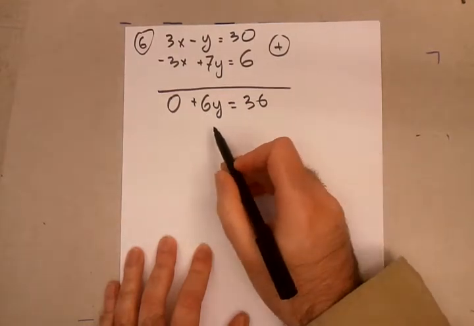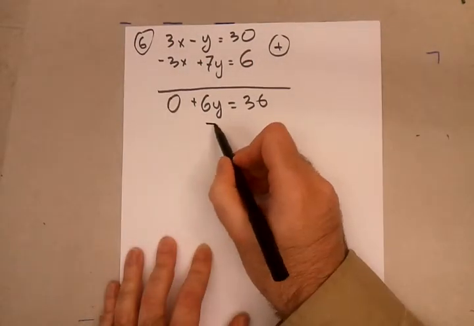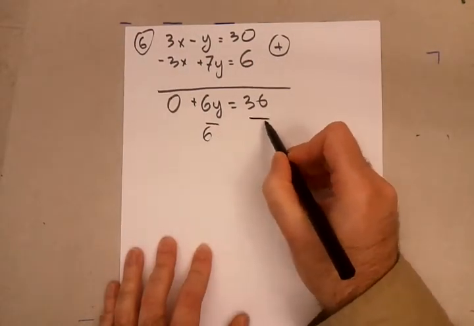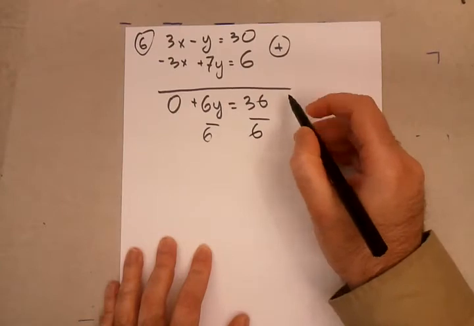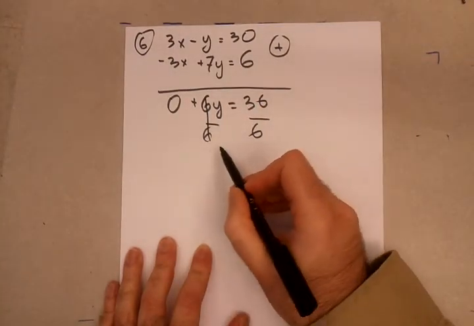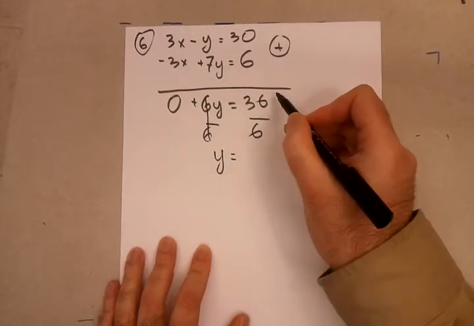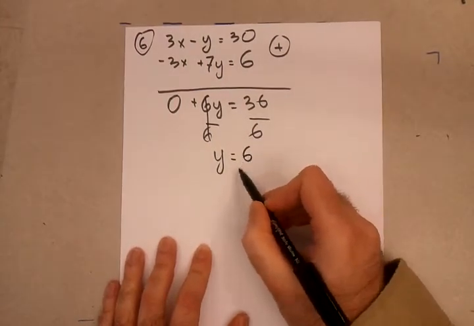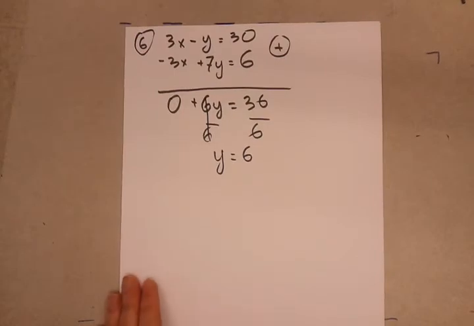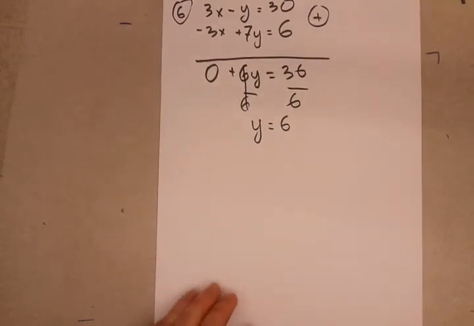equals 36. Then to isolate y, we're just going to divide both sides by 6. The 6 simplifies to 1, and obviously the 0 is also gone. 36 divided by 6 is 6. So now we got y. We're not finished yet. We need to find x.